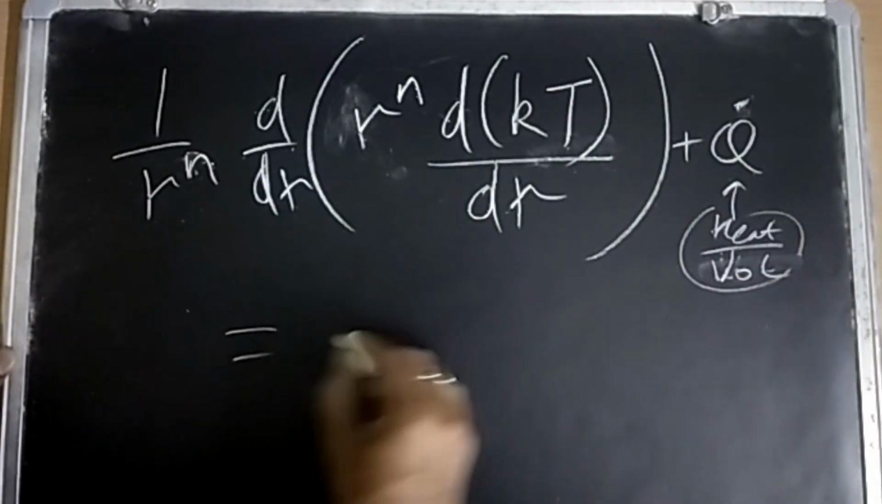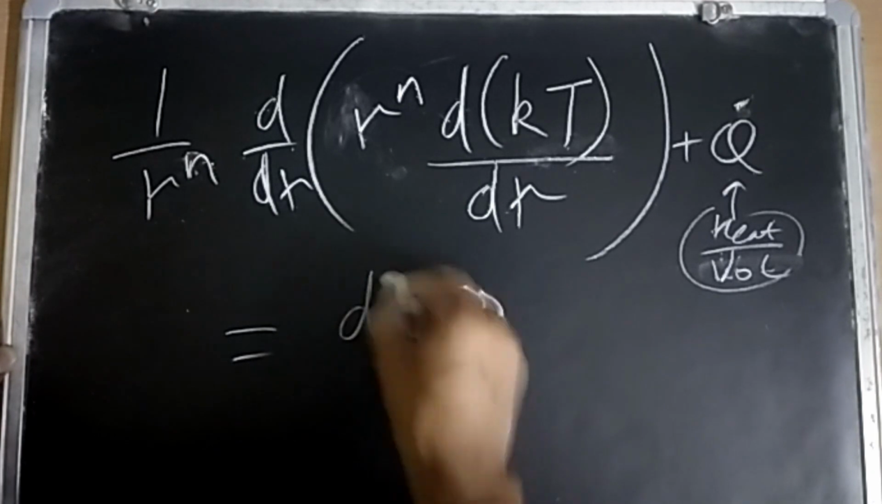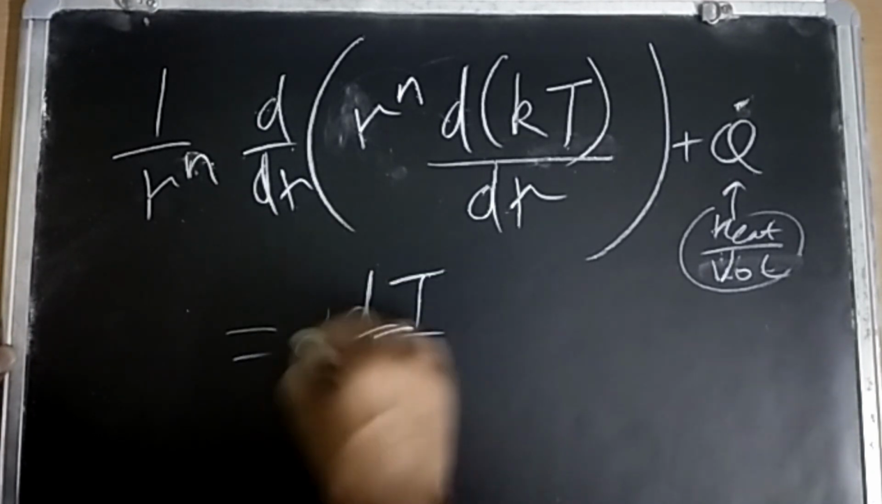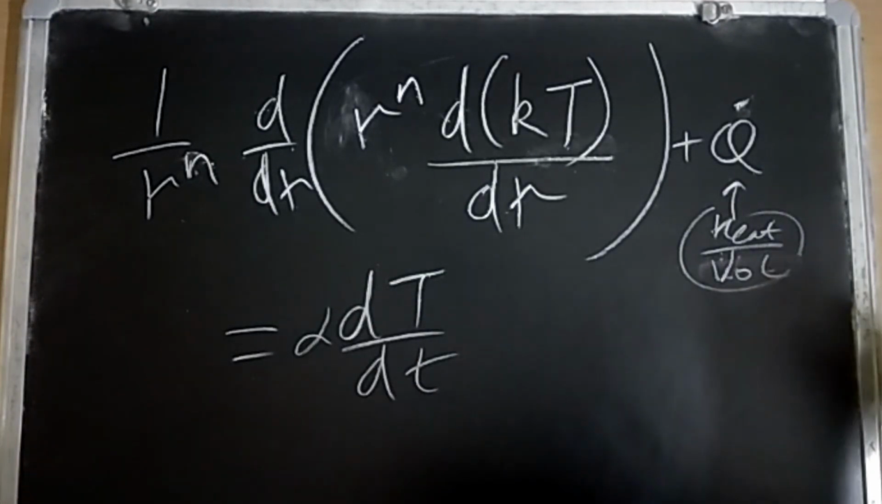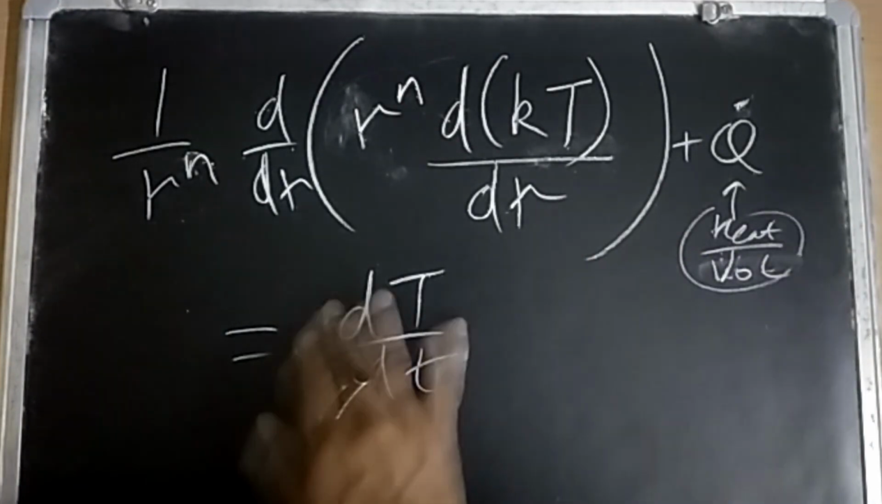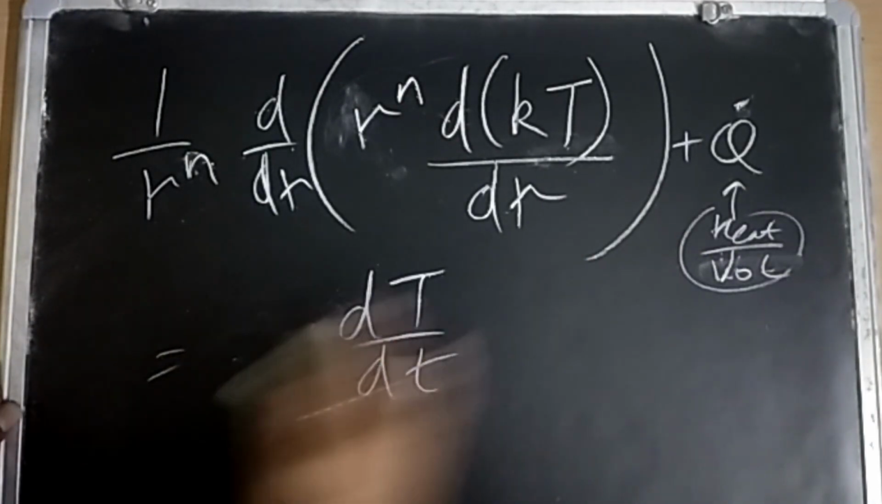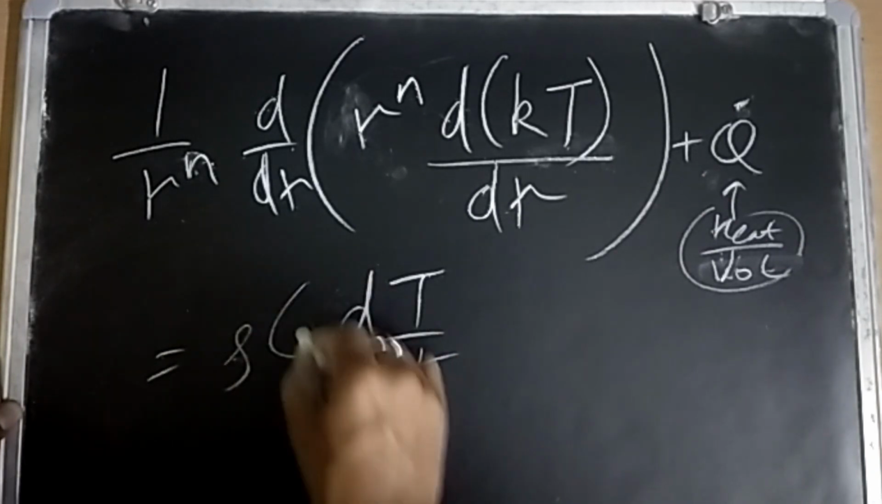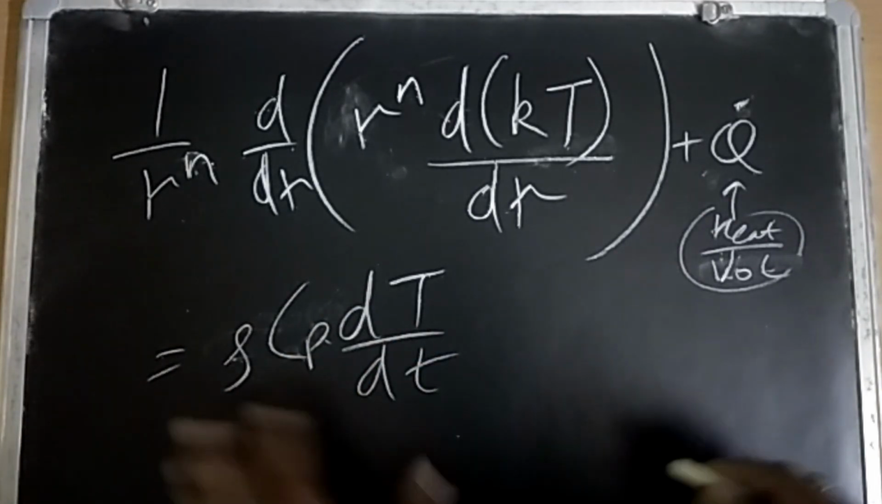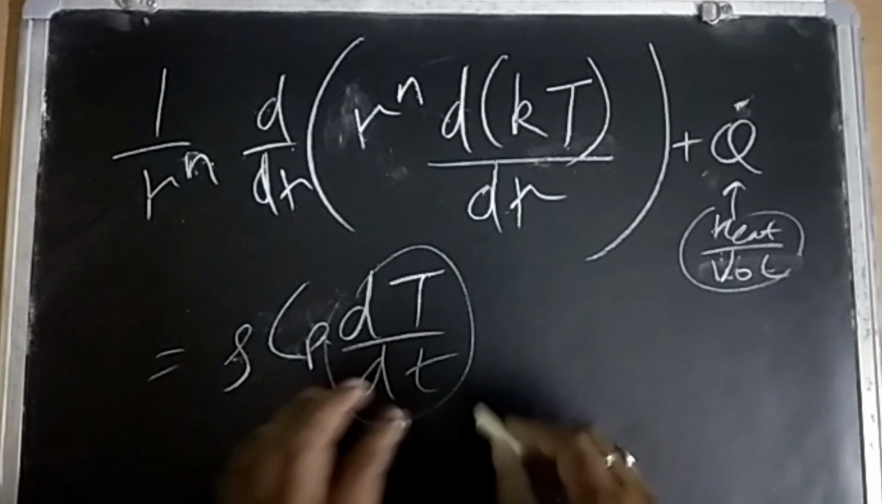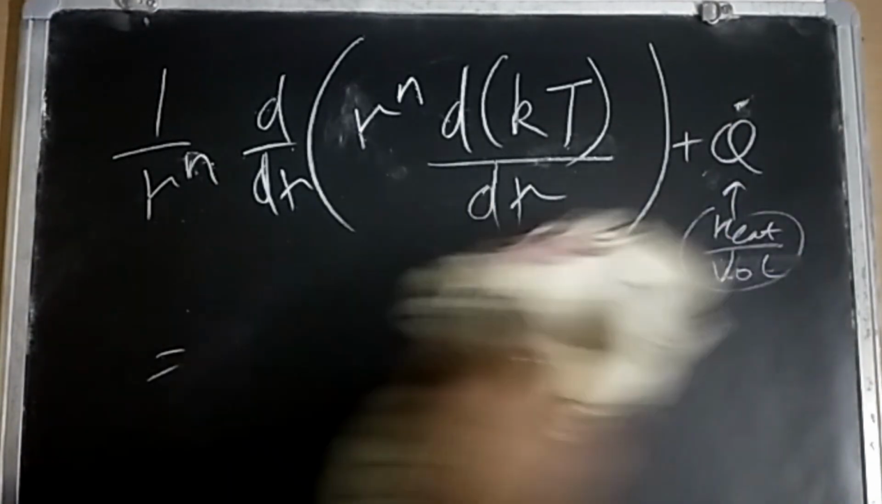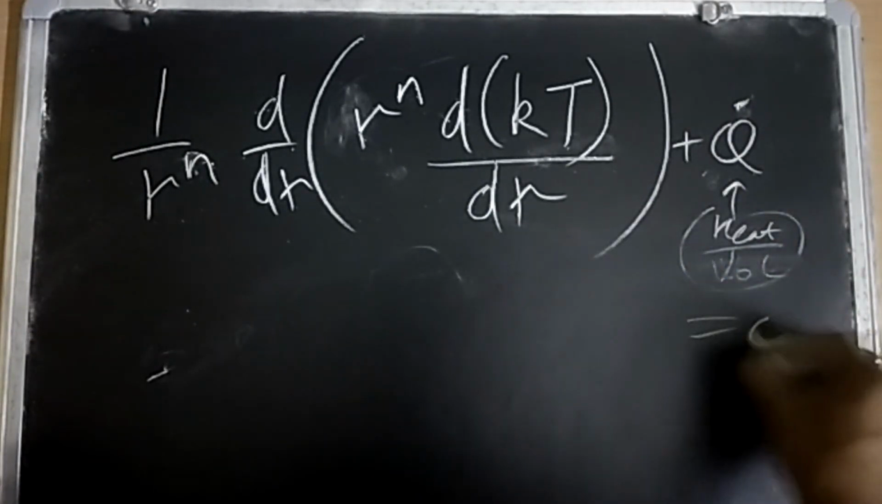So this whole thing would be the change in the temperature. Not alpha, it should be heat, so it is rho cp dT upon dt, but this is the change in time. If it is steady state, we can take it to be 0.